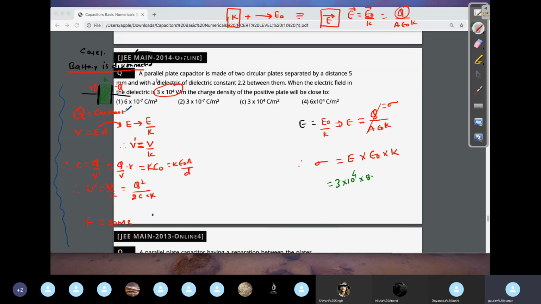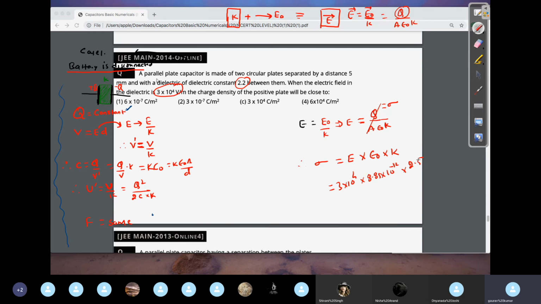Into epsilon naught, what is epsilon naught? 8.85 into 10 to the power minus 12. What is K? Sorry, let me check what is given in the question. What is the electric field given in the question? 3 into 10 to the power of 4. Epsilon naught is 8.85 into 10 to the power of minus 12, and K, the dielectric constant, is 2.2.